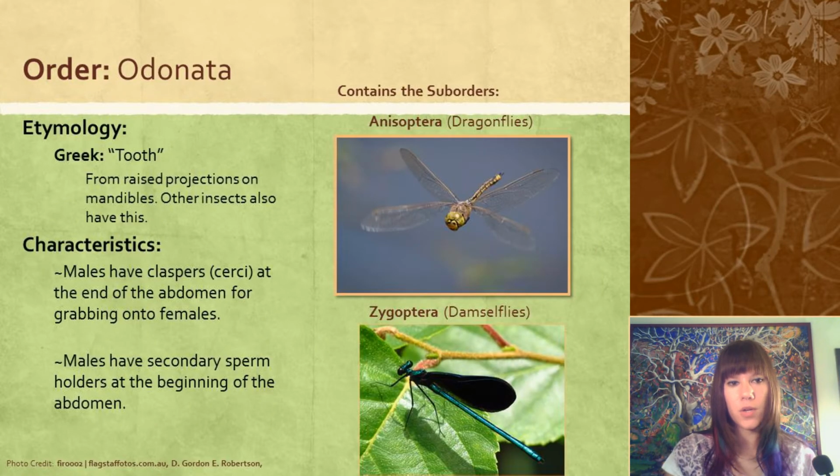The next order is Odonata, and these are your damselflies and dragonflies. The Greek for Odonata is tooth, and that's because there are these raised projections on the mandibles that kind of look tooth-like.